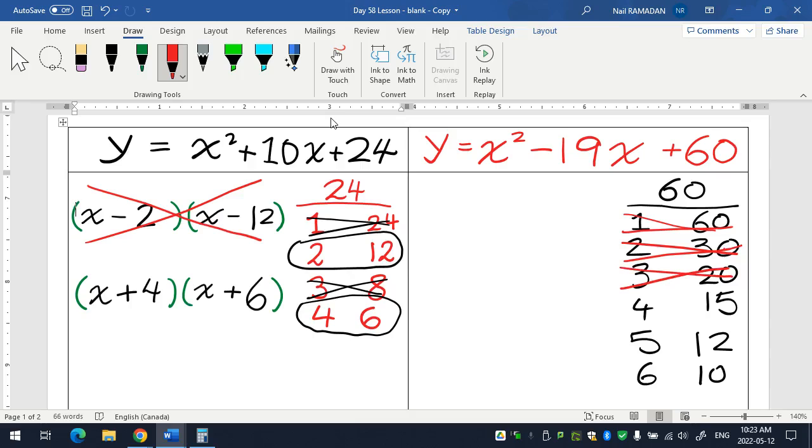And you have to do both just to check. Do you think 15 and 4 is going to work? Okay. So everyone, 15 and 4 is definitely a candidate.